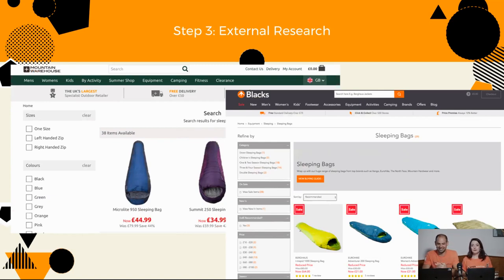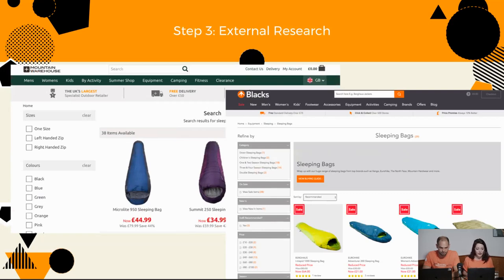So next up, I moved on to some external research. This is step 3. I did a little research and found, I am from the UK, so I happen to know a few camping stores, but it's pretty easy. Just do a quick Google, find some retailers, if you can, a specific retailer for your niche in the marketplace that you're looking to sell in, and take a look at their products on their website.